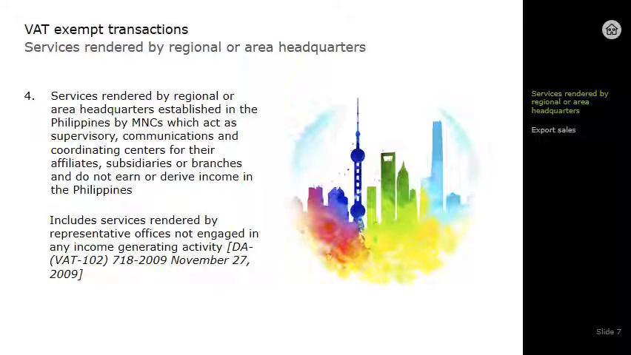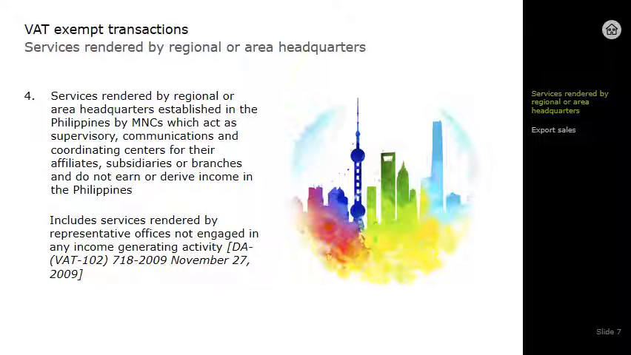B, exemption, yung as regards service rendered. This is not brought about, dati na to eh. Prior to the train law, nandun na yan, kaya lang ibang section. Ito, napunta dito sa number 4. Service rendered by regional or area headquarters. Sino to? Yung mga ROHQ tsaka mga RHQ.